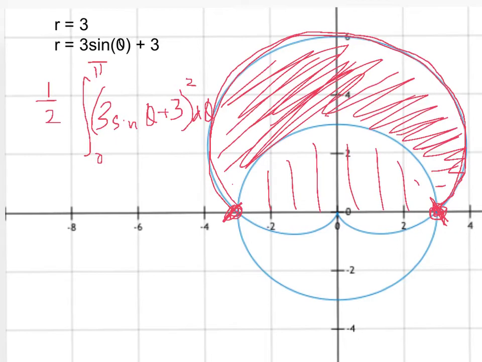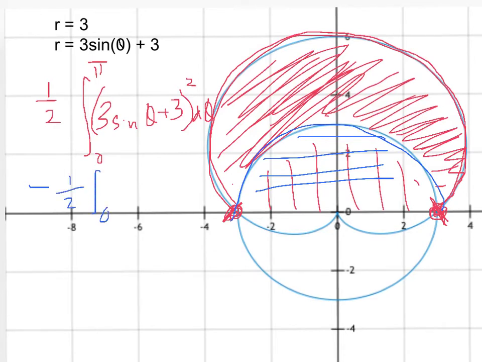So now you've got to figure, well, I have the whole thing, I just want to subtract out this. The easiest way to do that is to subtract the other equation, which is also from 0 to pi. So 1/2 from 0 to pi, 3 squared d theta. And doing those two, the first one minus the second one, would give us that big red area.